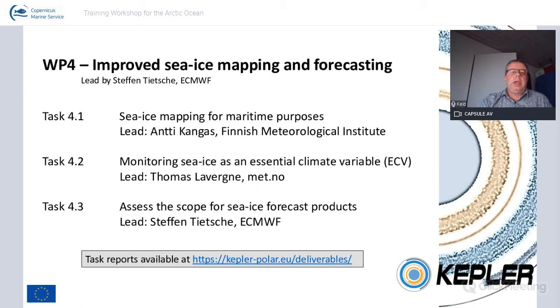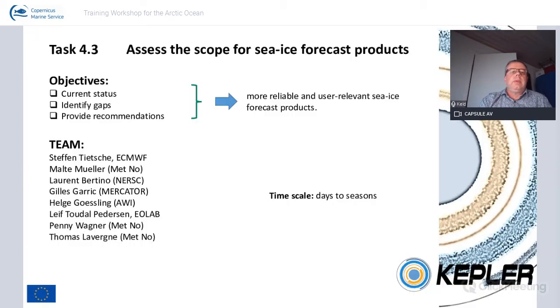I'll go through the 3 work packages here, because basically work package 4 was divided into 3 subtasks. One dealing with the sea ice mapping for serving the maritime community. There were components working on essential climate variables, and there was a third group assessing the scope for improved forecasts. All the task reports from these 3 groups are available on the website, so you can find all the details here. But I'll start in reverse order. So start with task 4.3, assessing the scope for sea ice forecast.